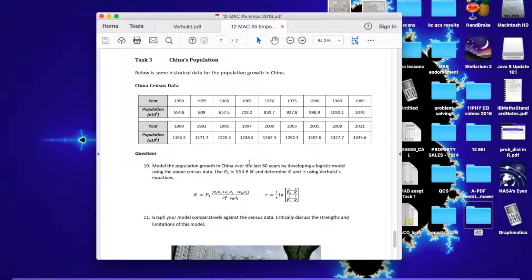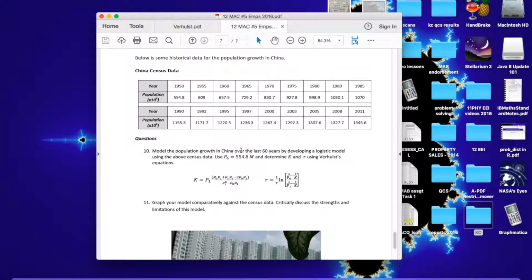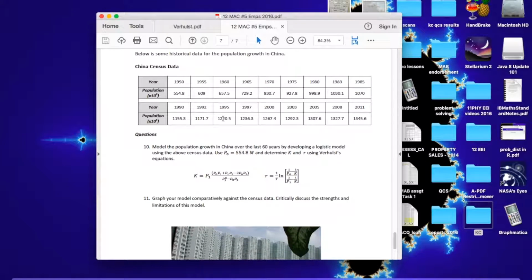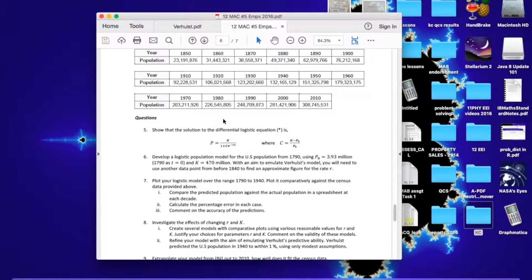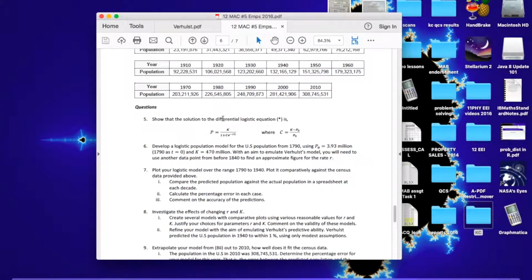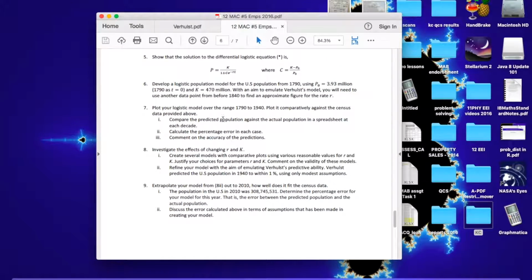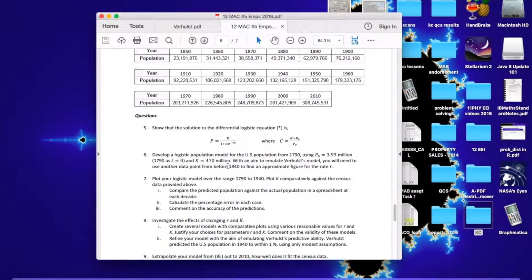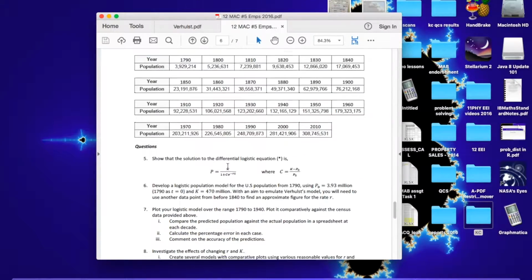Just know that task 3 is a small task. There's only 2 parts to it, the first part being coming up with the logistic model, the second part being graphing that logistic model against the census data. So that's really all task 3 is. You do a similar thing in task 2 with the US population, but there's a little bit more analysis, and we look at various models for the logistic equation here. Okay, so without much more to say about this, I think we should start.